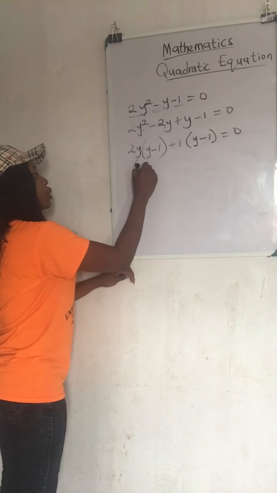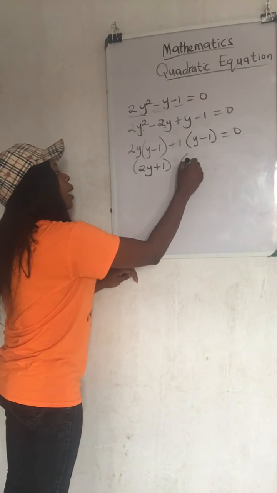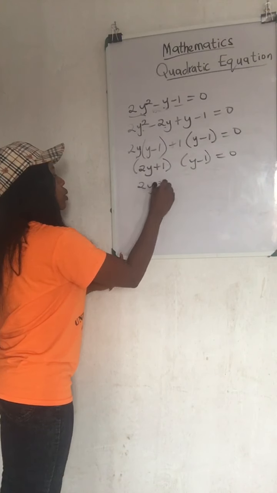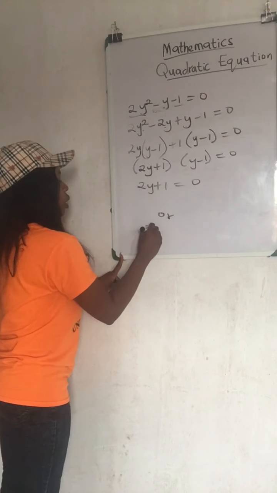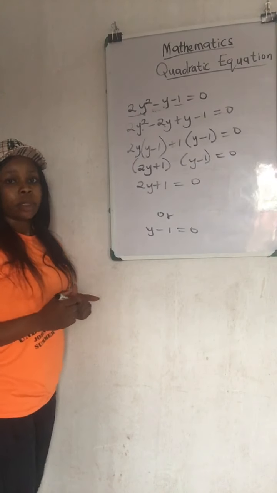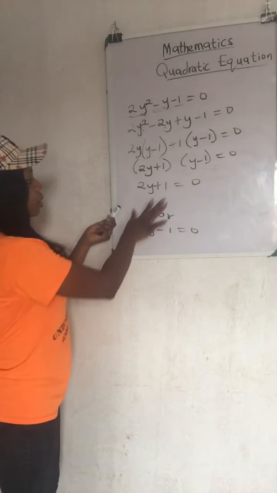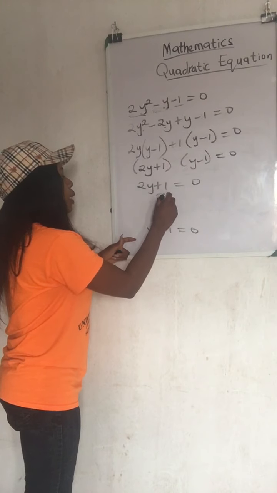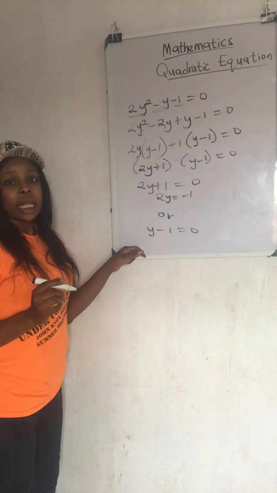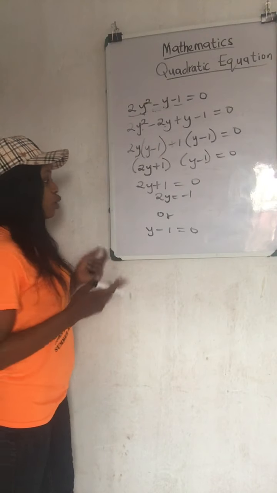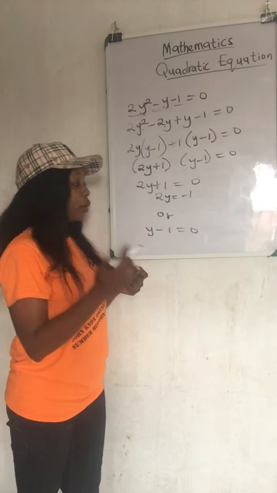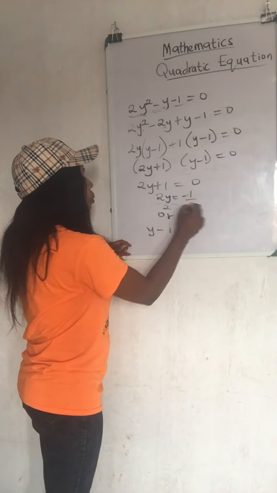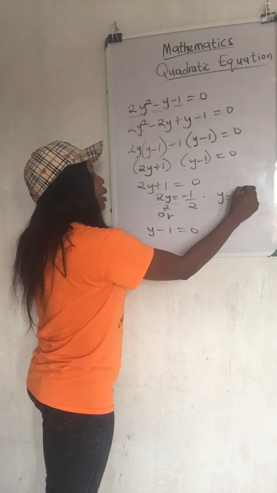Now we get our equation: 2y plus 1, y minus 1 equal to 0. This means that 2y plus 1 equal to 0, or y minus 1 equal to 0. Now, while solving this, this is plus 1. When it crosses the equality sign, it changes to minus 1. So you have 2y is equal to minus 1. Remember we are asked to get y and not 2y, so you divide by the coefficient of y, which is 2. Divide both sides by 2. This will give you y equal to minus 1 over 2.